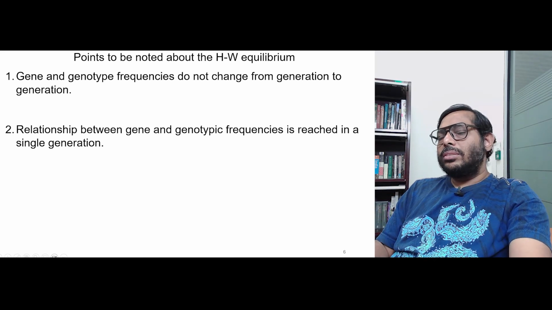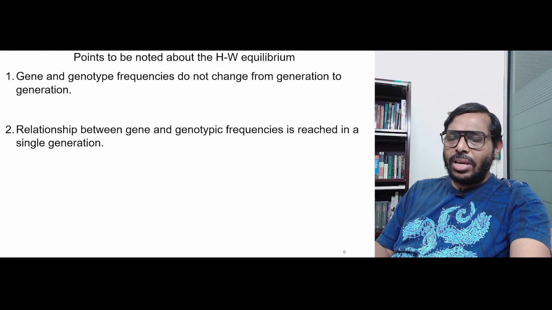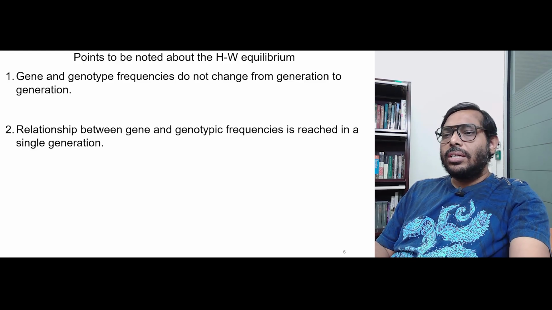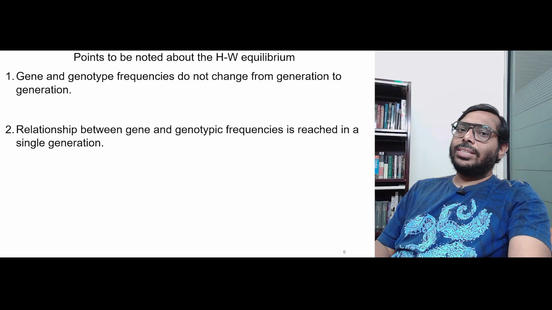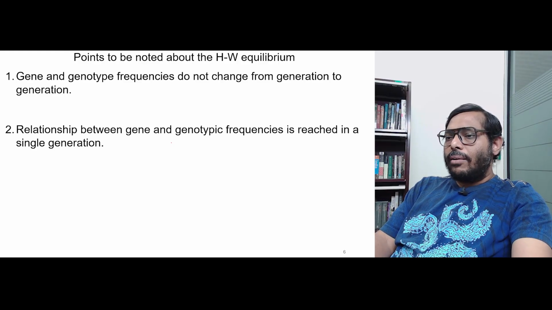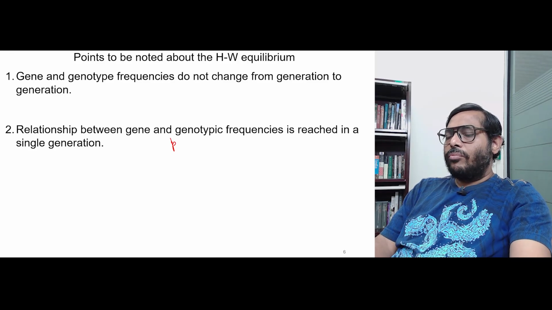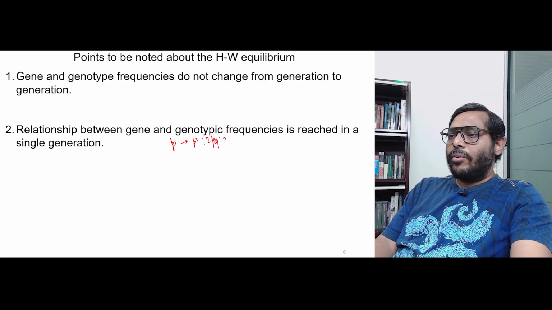The second point is that the relationship between the gene frequency and the genotypic frequency is reached in a single generation in the one locus case. This is very important. So, what do I mean here? Suppose you have a population in which I know the allele frequency of one of the alleles is p, which means that its genotypic frequencies are p square, 2pq and q square, right.